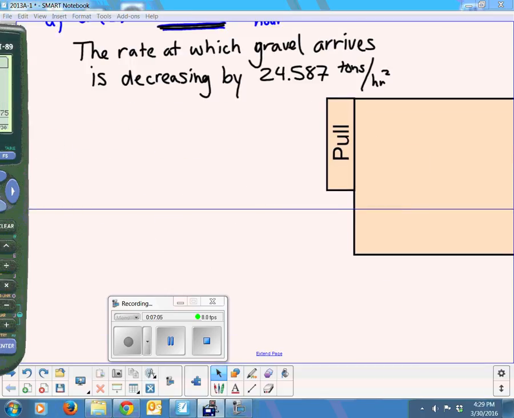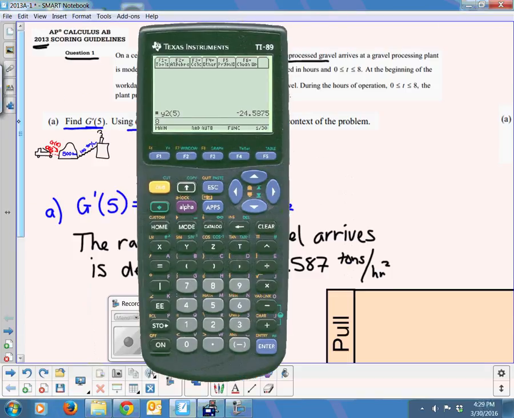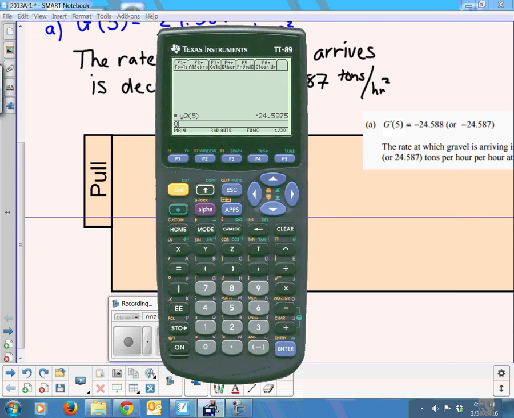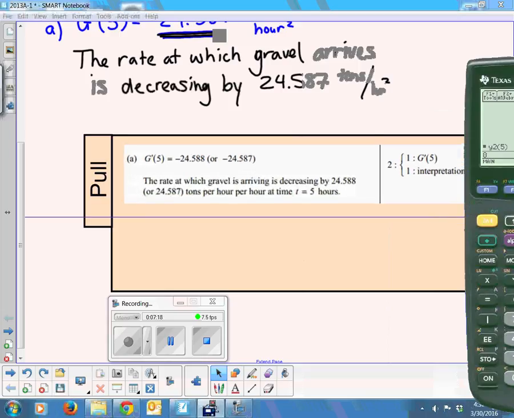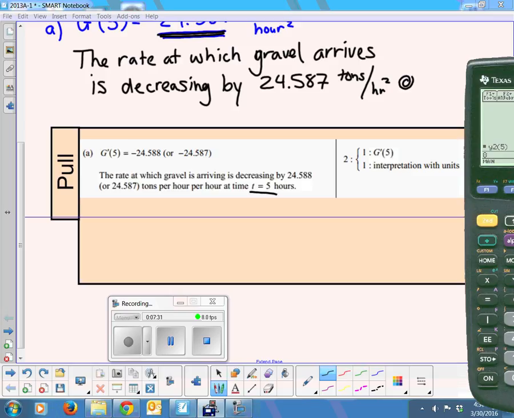Oh no! What did I do? Let's get this up, and where did my answers go? Oh, it got detached. Let's see. Well, we got the value right, and the rate at which gravel is arriving is decreasing by that. Oh boy. Probably I should have put that at t equals 5 hours. Rookie mistake. Alrighty, let's move on to part B.